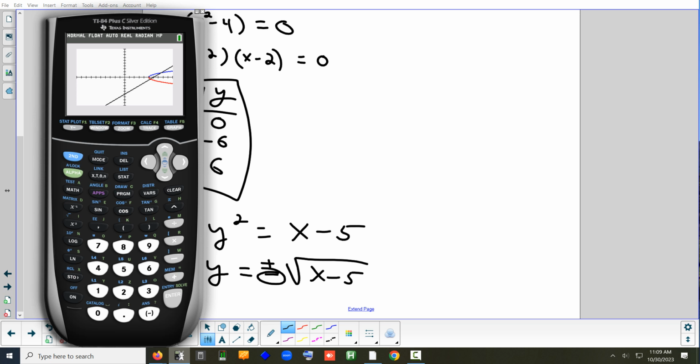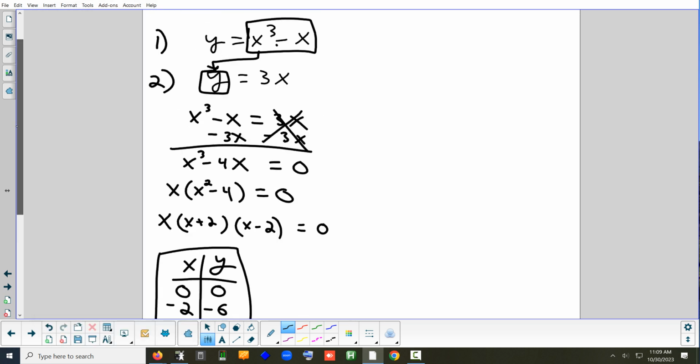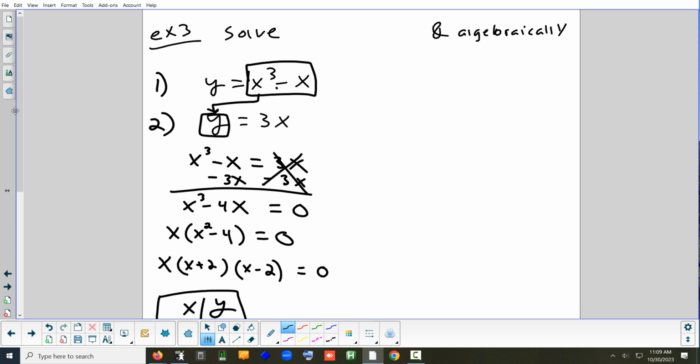How do you get the y value when you substitute? I think I missed that part. How do you get the y value? Yeah, because you substituted. Oh, you just plug it back in, right? You just plug it in.